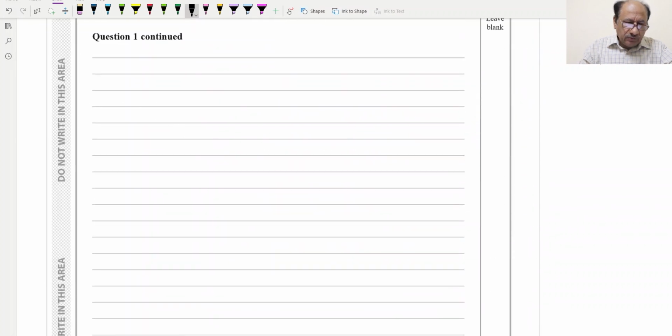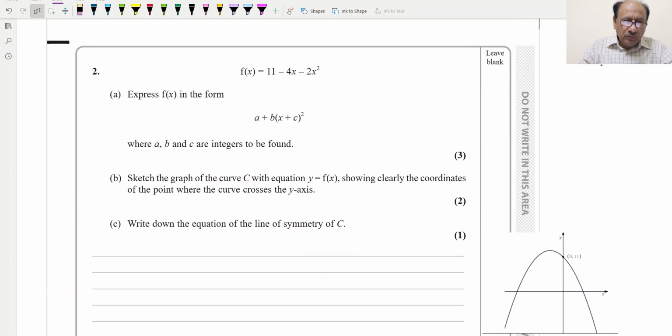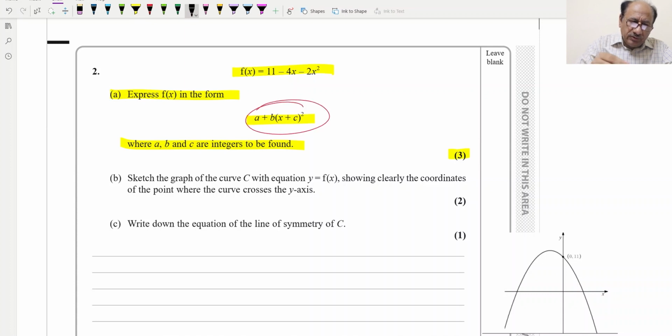Hopefully you got this. Now we can move to question number 2, and question number 2 says this function is provided, express f of x in this format where a, b, c are integers to be found, and this is a 3-mark question. We have to write this in completing square format.